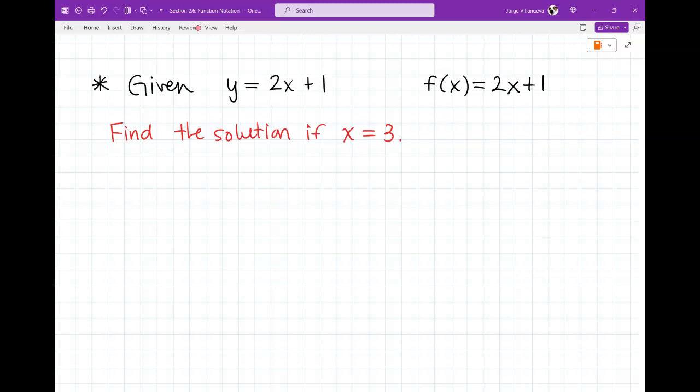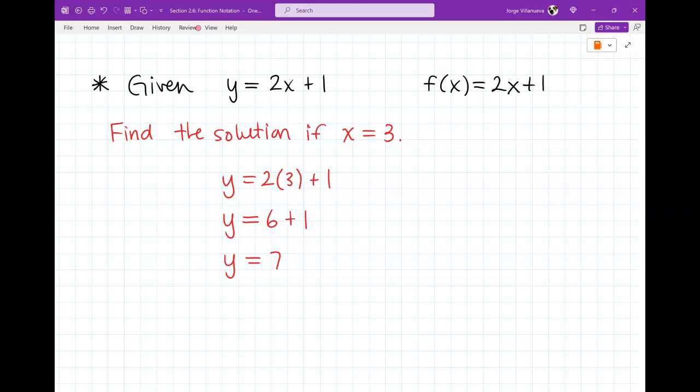So let me show you what it looks like under both situations. We're going to focus on the right side because that's what we're going to be doing now. But let's see what happens with both of them. On the left equation, y equals 2x plus 1. All you would do is write y equals 2 times 3 plus 1, right? Very simple. 2 times 3 is 6. So y is equal to 6 plus 1. And 6 plus 1 is 7. All right, no big deal. Easy, right? This is stuff you guys have been doing for years.